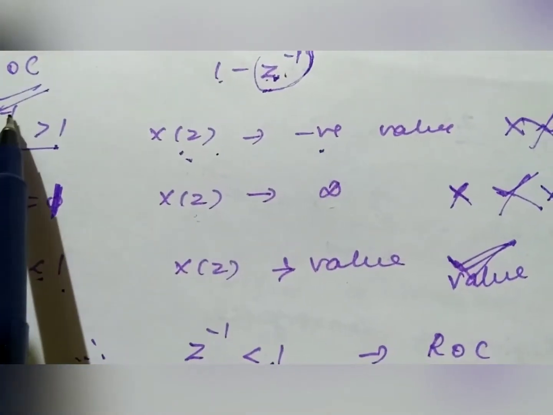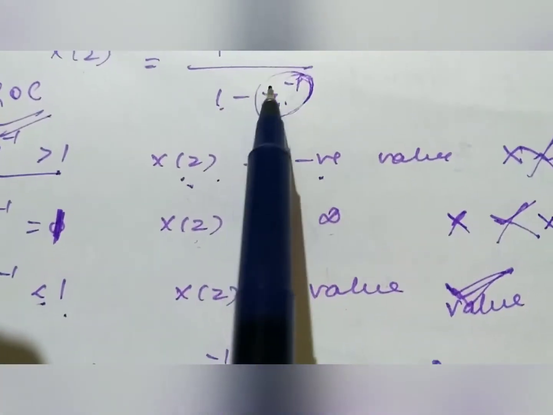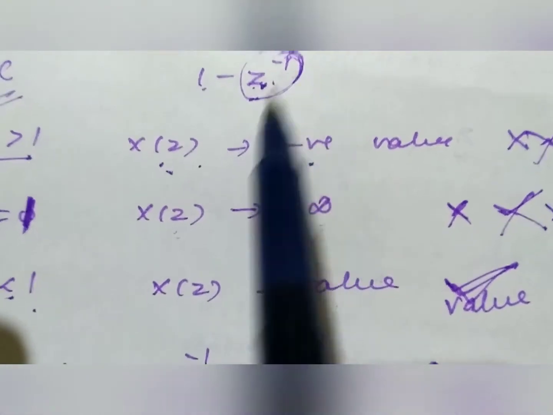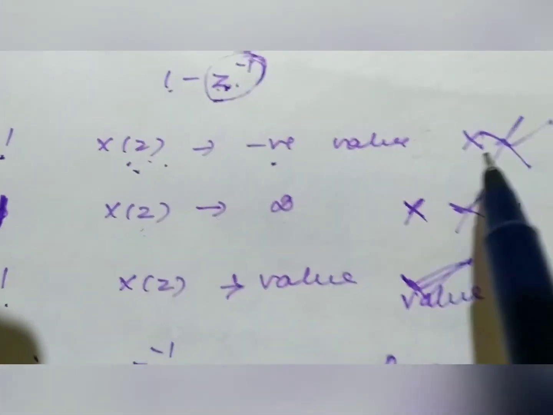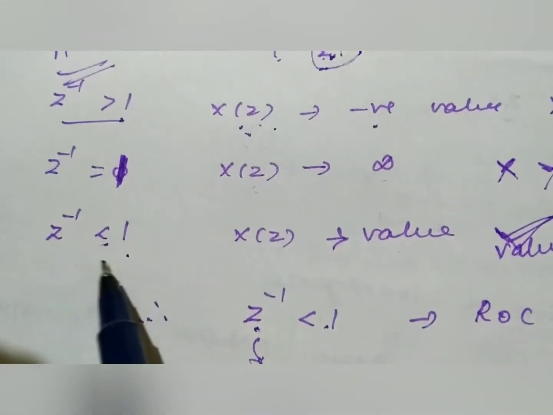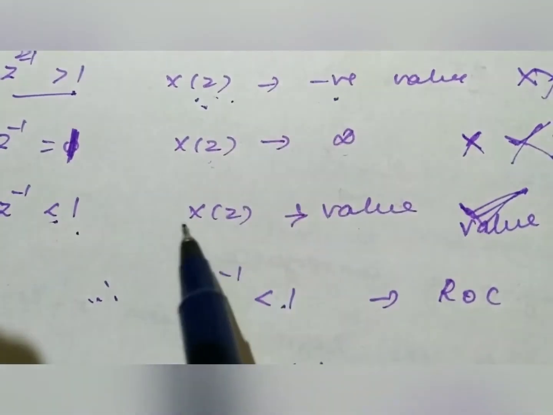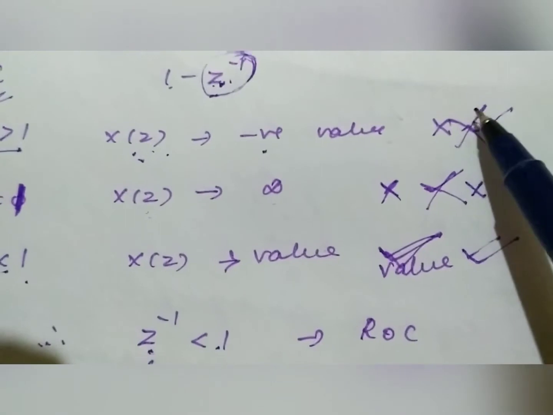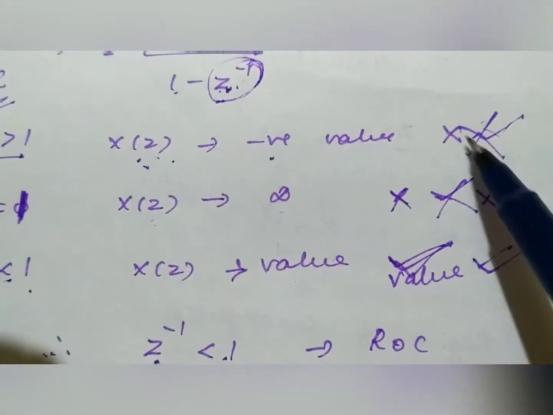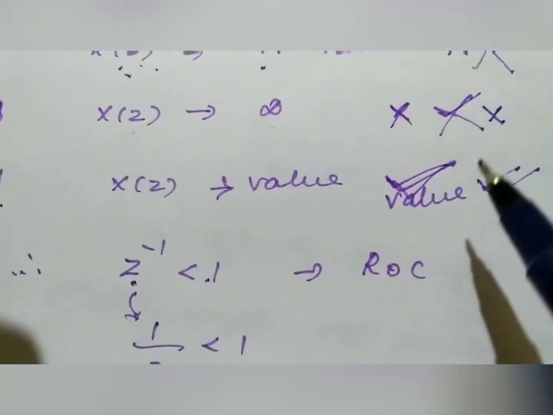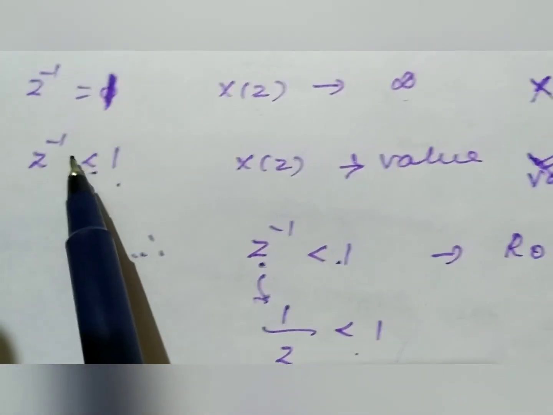The next case is when Z power minus 1 value is greater than 1. Then the X of Z value is negative, so that time also the ROC is not valid. Again, when Z power minus 1 value is less than 1, X of Z has a positive value, so that case is valid. Among the three cases, one has a negative value, so its ROC is not valid, and one has infinity, which is not at all valid. So the only valid case is Z power minus 1 less than 1.